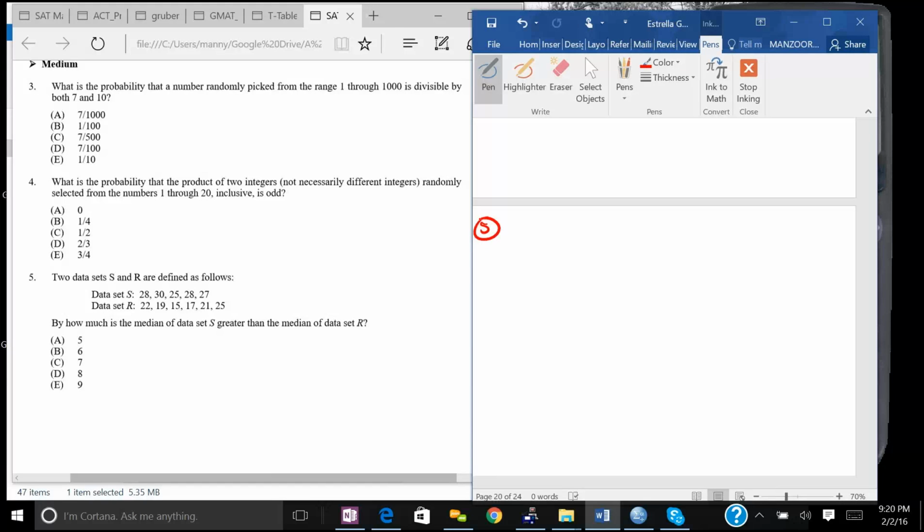Median is the middle. So the median is the middle one, so you line them up. First one, you line them up like 25, 27, 28, another 28. The middle one is 28. Okay? That's the middle one.